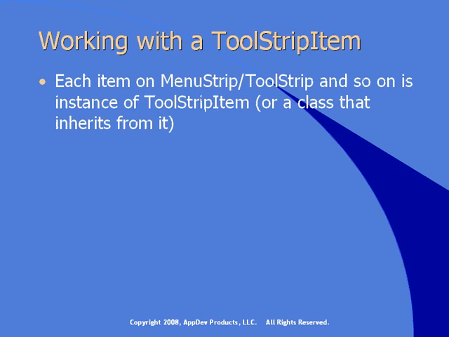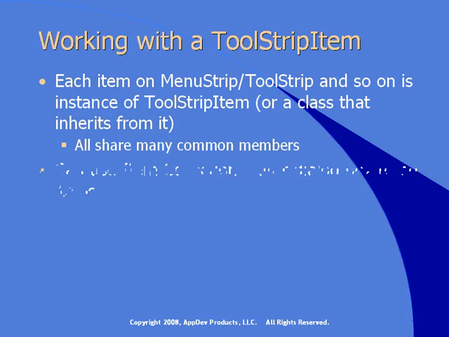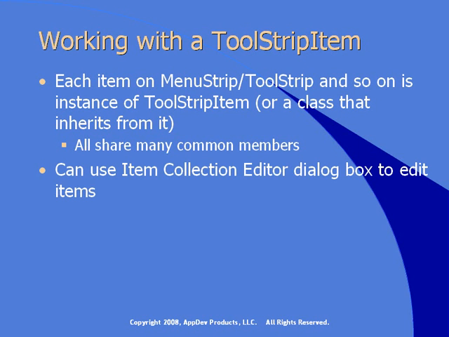Each item on a menu strip or tool strip and so on is an instance of a tool strip item or a class that inherits from that class. And they all share many common members. We can use the Item Collection Editor dialog box to edit items on any of these strips. We'll select the Items property of the parent and then use the dialog box to edit the items. Let's give it a try.